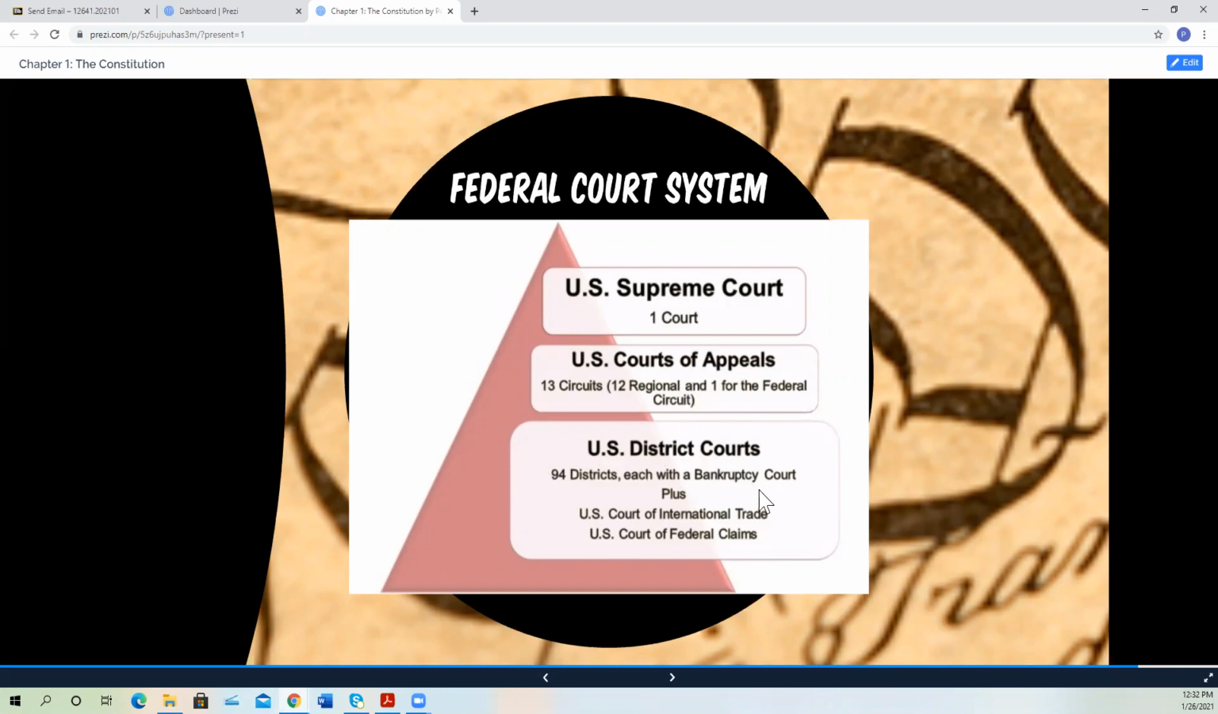Then if you don't like that decision in the U.S. district court, we have the U.S. Court of Appeals, and there are 13 of those. Depending on where the district court is will depend on which circuit it goes to. So circuit courts are the appeals courts. And finally, we have the Supreme Court, and there's only one of those.